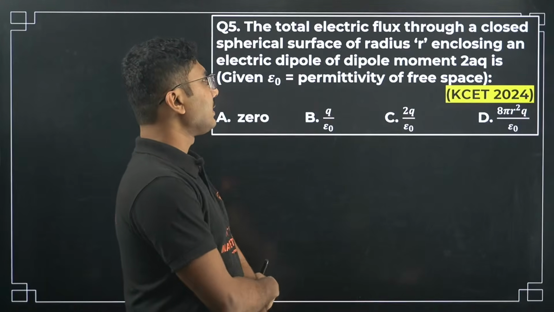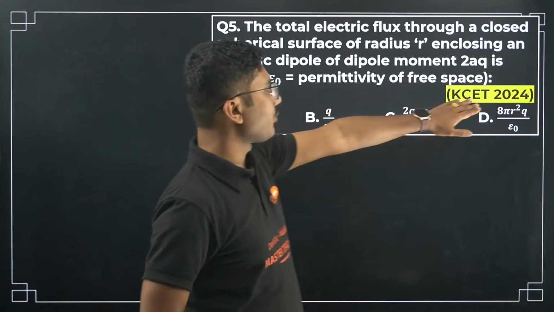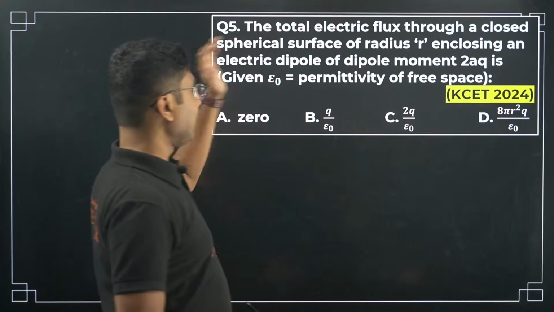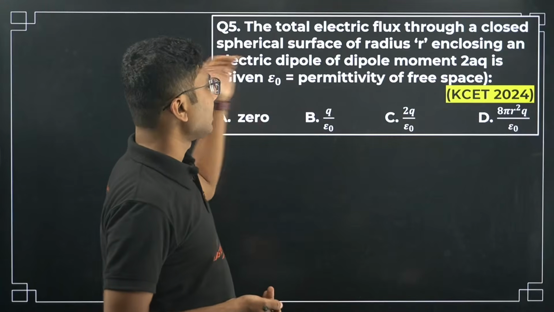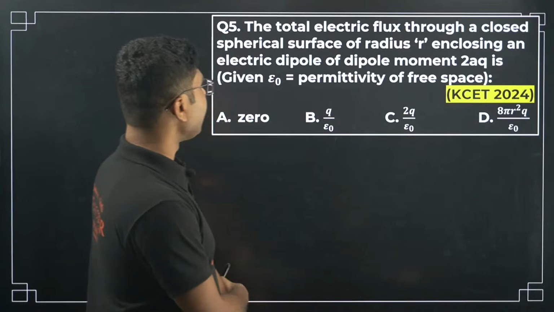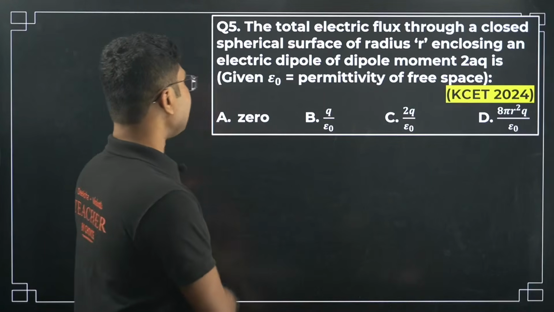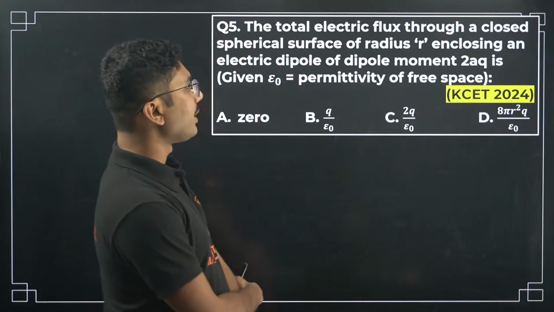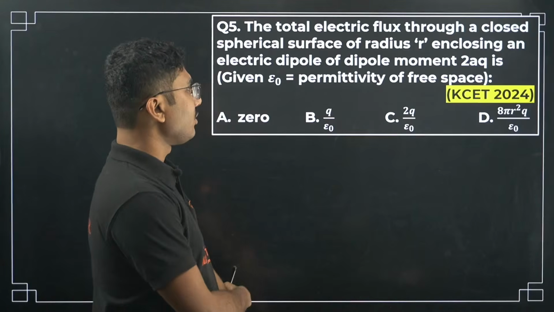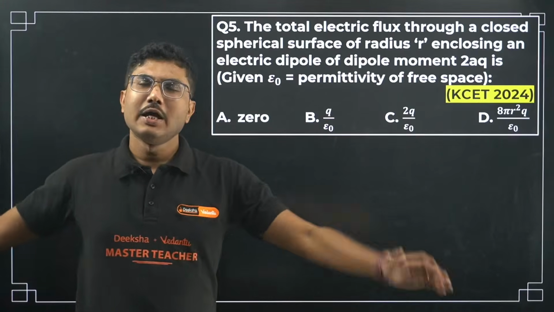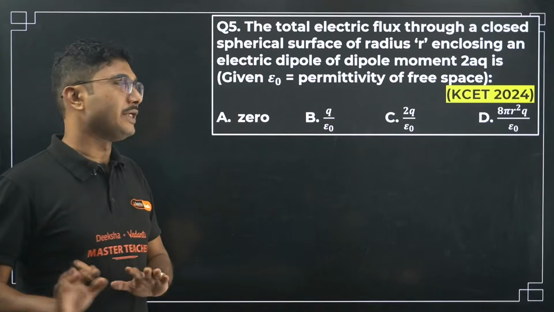The total electric flux through a closed spherical surface. This is a question from 2024, again based on electric flux and Gauss's law indirectly. The total electric flux through any closed spherical surface of radius r enclosing an electric dipole of dipole moment 2aq is given by, where epsilon naught is the permittivity of free space. Easy question. If I draw the diagram, you can answer this question. I am not drawing the diagram yet.